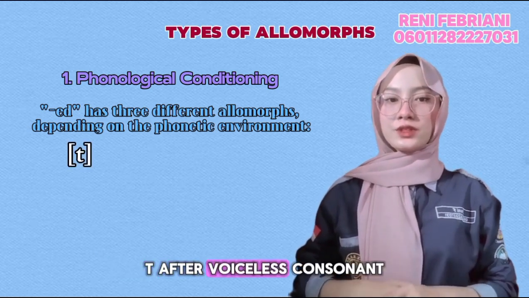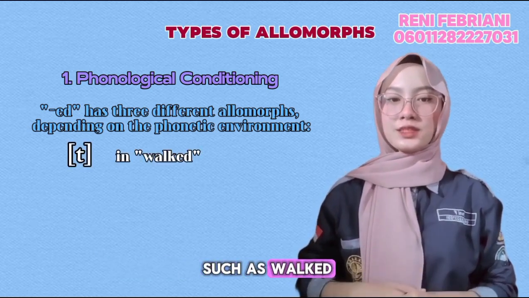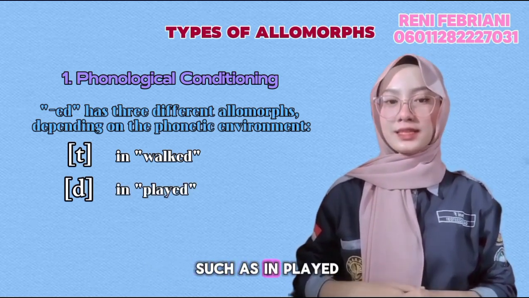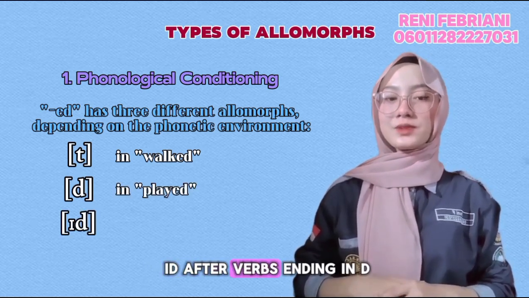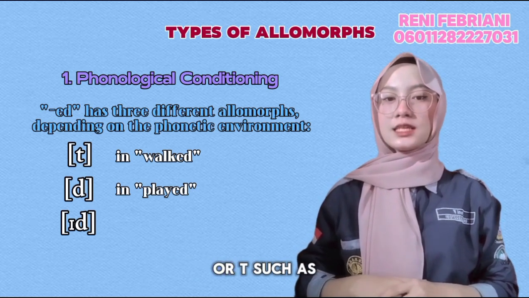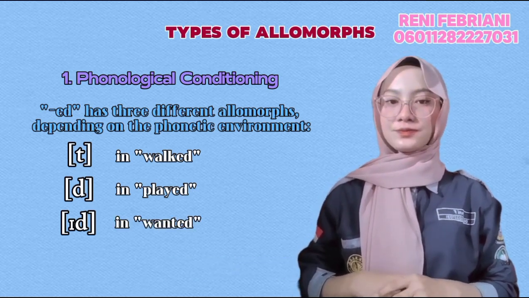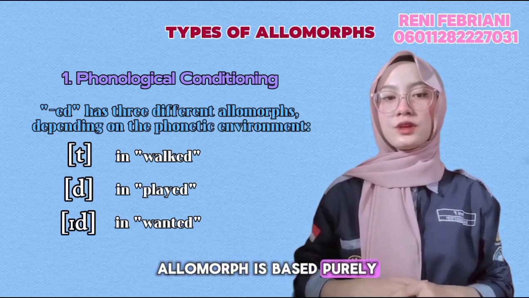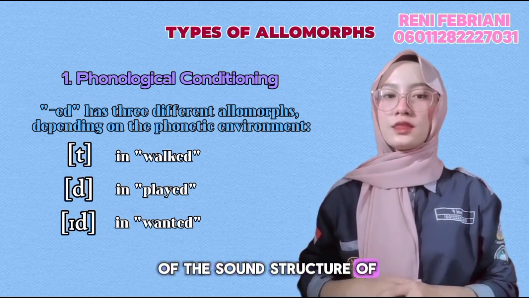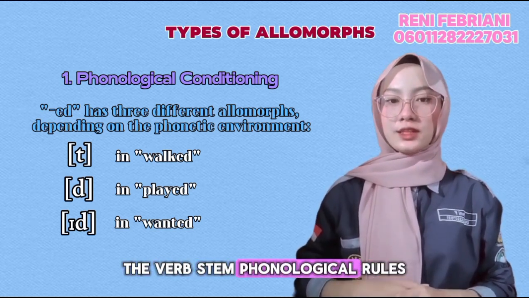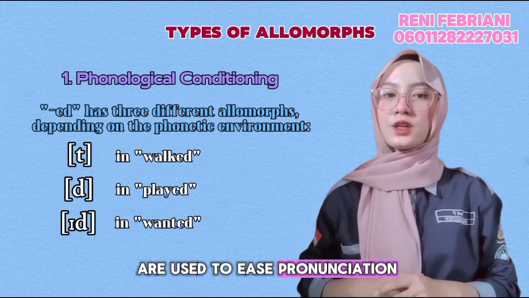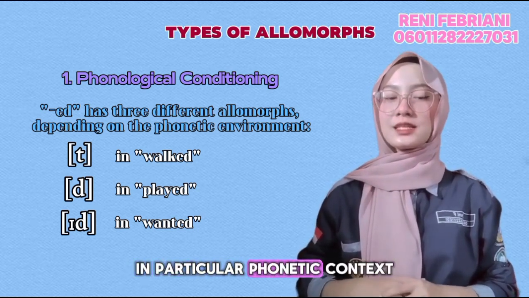-t after voiceless consonants, such as walked. -d after voiced consonants, such as in played. -id after verbs ending in d or t, such as wanted. In these cases, the selection of the allomorph is based purely on the sound structure of the verb stem. Phonological rules ensure that certain allomorphs are used to ease pronunciation in particular phonetic contexts.